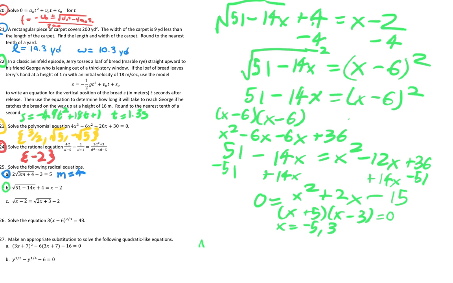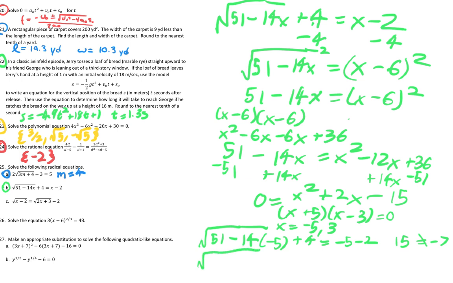So we're going to do square root of 51 minus 14 times negative 5 plus 4 is equal to negative 5 minus 2. If we put that into our calculator, 51 minus 14 times negative 5 plus 4, one side leaves us with 15. That's going to equal negative 7, which is not true, right? So we know negative 5 cannot be one of our solutions.